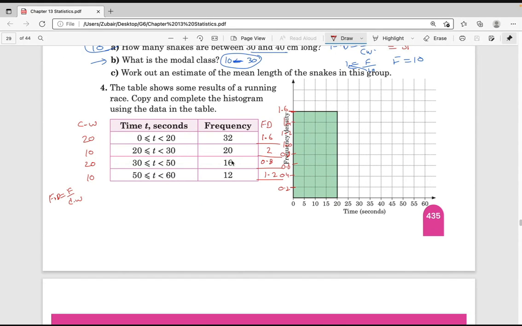Now the second one, 20 to 30 is 2. This is already 1.6, then 1.8, and this is 2.0. So 2.0, from 20 to 30. Third one is 0.8, and it ends at 50.